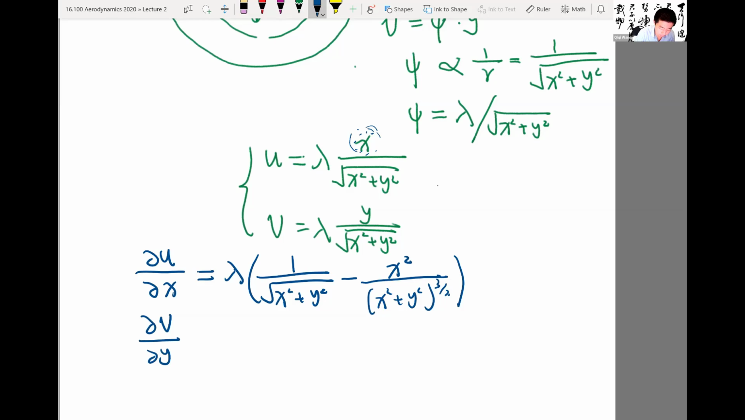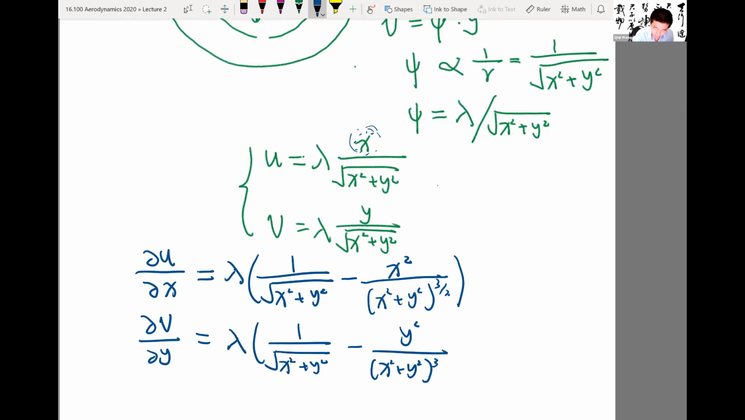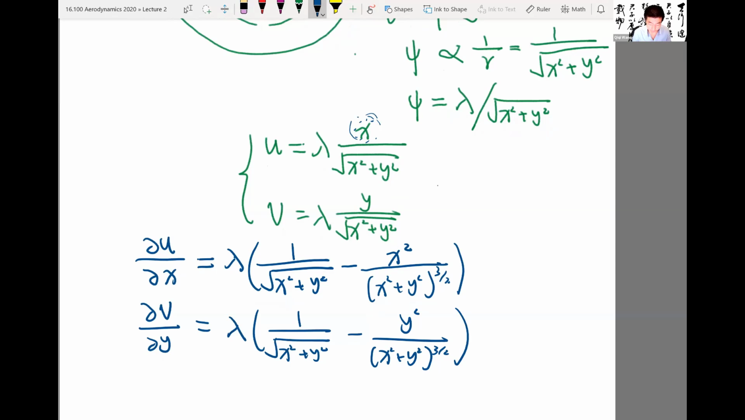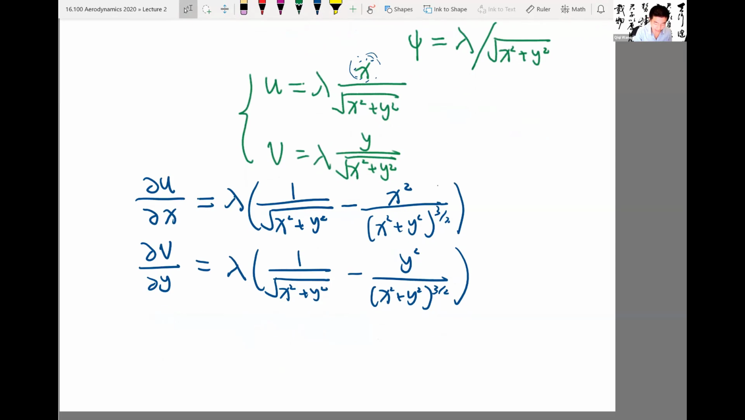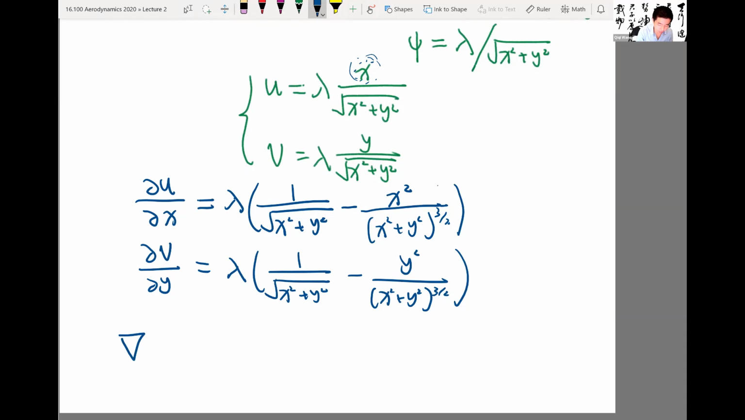The y derivative of v is very similar. So we get 1 over square root of x squared plus y squared, and we get a subtraction of y squared over x squared plus y squared to the 3/2. If you add them together, so the divergence of velocity, which is the sum of these two terms, is going to be lambda, right?